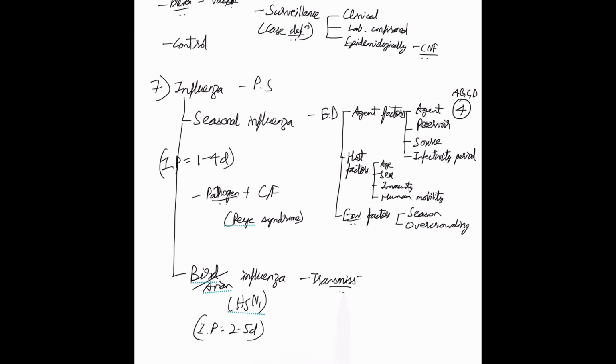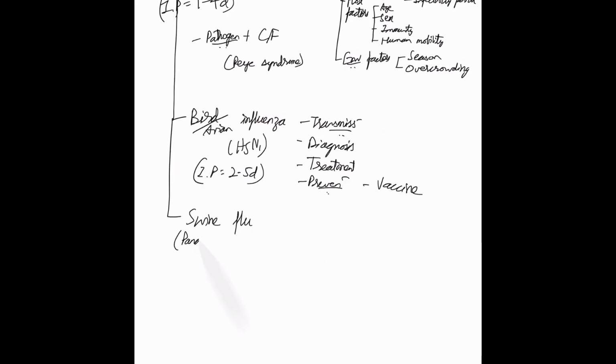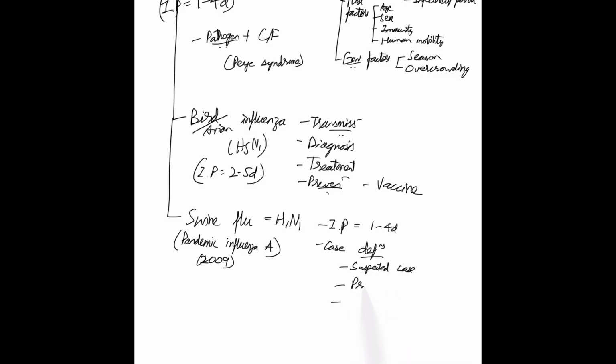We need to know the general pathogenesis plus clinical features, especially Reye's syndrome. And then we have the various subtypes, and seasonal influenza, bird or avian influenza, H5N1, whose incubation period is 2 to 5 days. You should know about the transmission, diagnosis, treatment, prevention, and vaccine for the same.